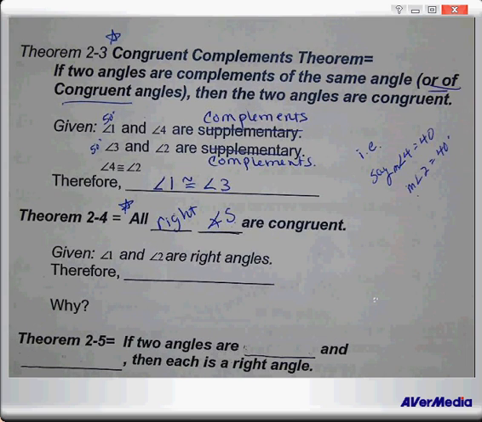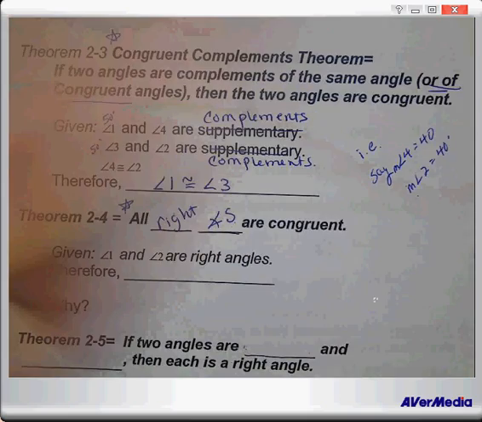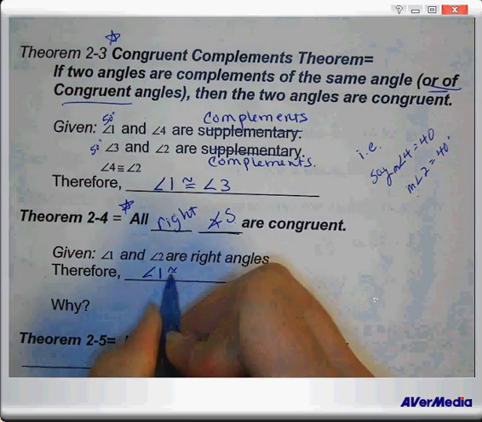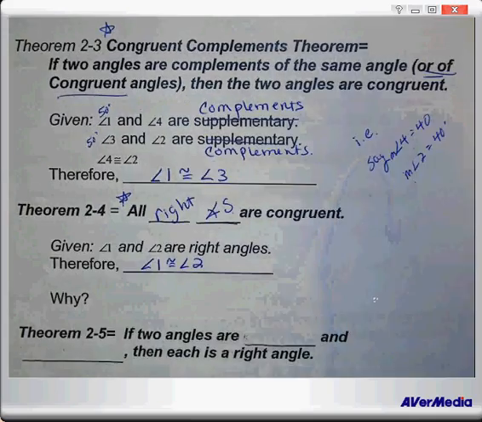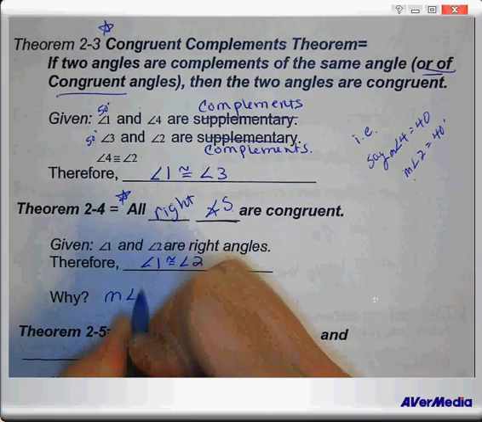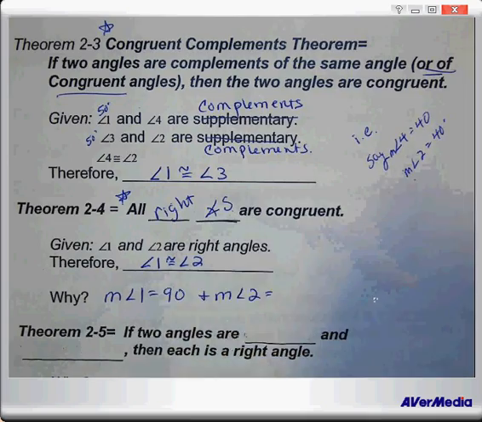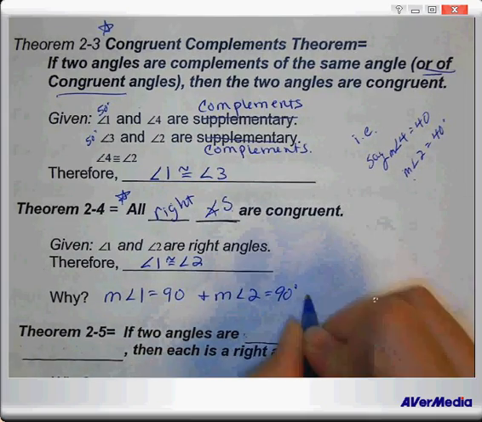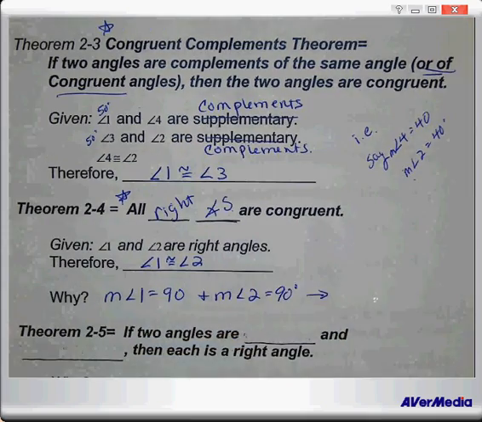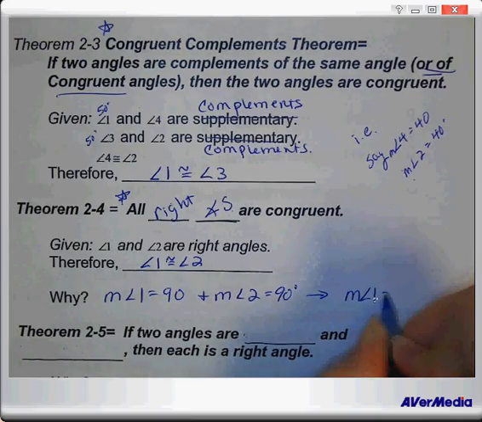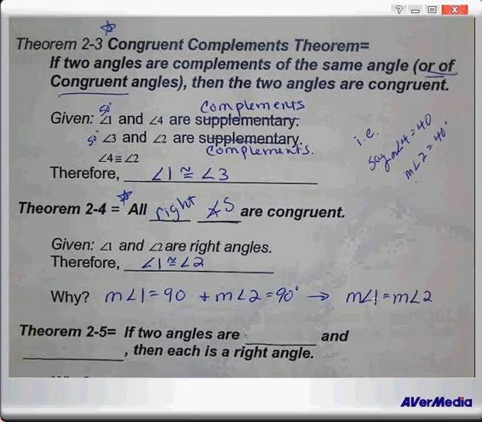So what can we assume? Here's an example of this. If I give you angle 1 and angle 2 are right angles, what can we automatically assume? Well, if they're right angles, therefore they're congruent to each other. So we can go angle 1 is congruent to angle 2. Now why is this? Because of their measures. If they're right angles, they both measure 90 degrees. Therefore, I then know the measure of angle 1 equals the measure of angle 2, which makes them congruent to each other.